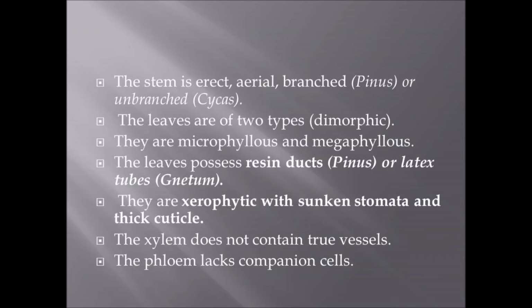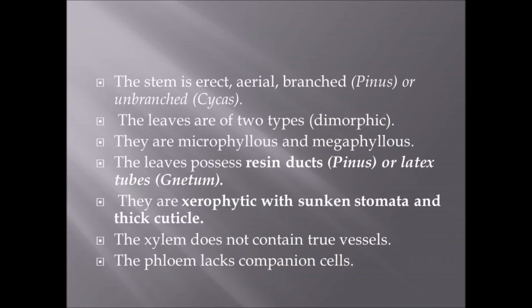And after that, thick cuticle. So over the plant, there is a thick layer called cuticle. So this is also, since they have to face a very high temperature, for those they have such characteristics. And next is, we are moving on to the vascular tissue system, that is the xylem and phloem. So this xylem, it does not have true vessels.